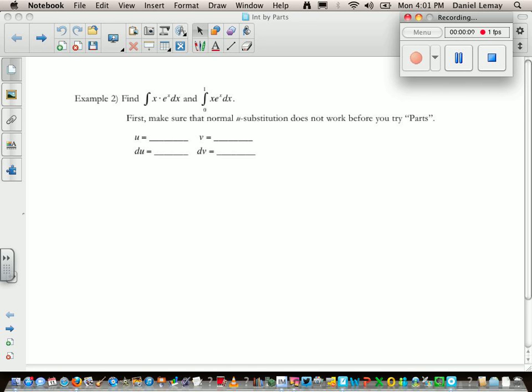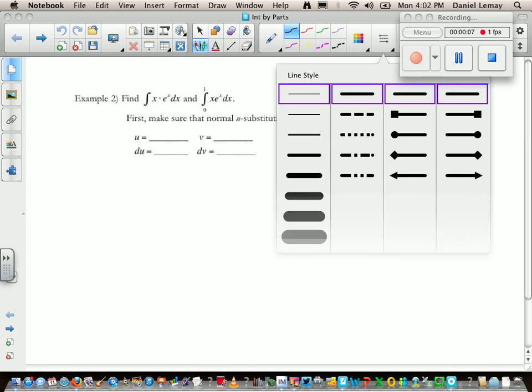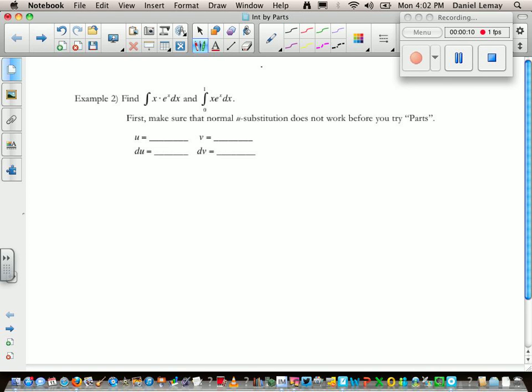So, integration by parts. What do you do here? What we're doing with integration by parts is trying to integrate the product of two functions. So we've got u times v is what we're trying to do now. And the first thing you want to do is try a u substitution, because that's the easiest thing to do, and you try to do it.